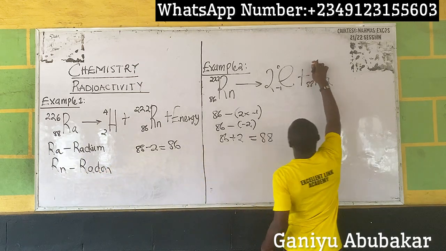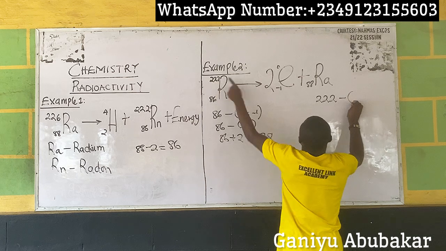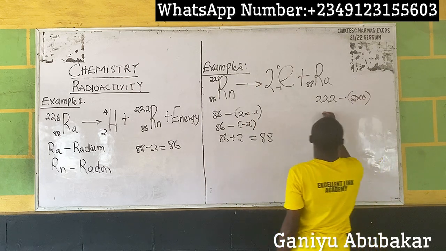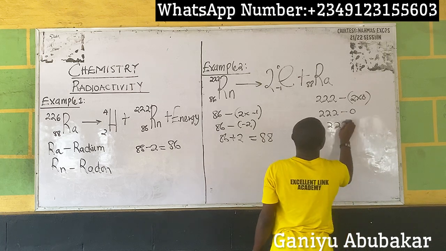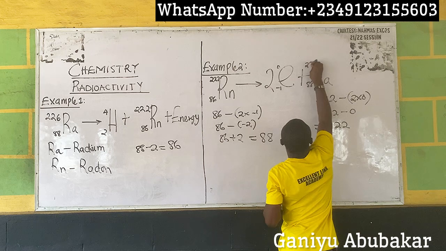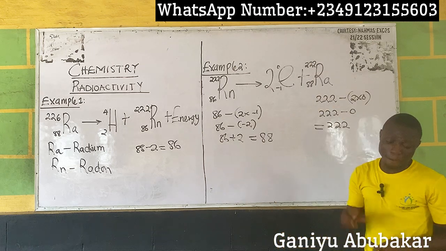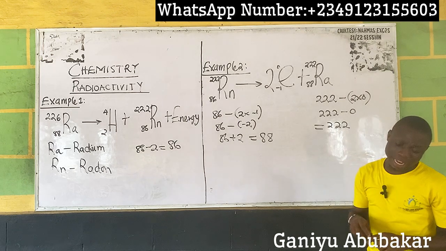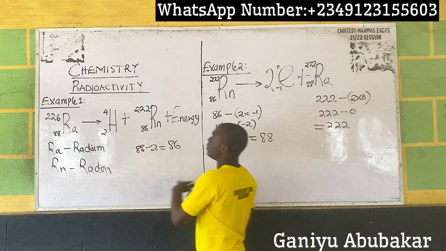Let's get the mass number. It's easy: I have 222 minus, in a bracket, 2 times 0. 2 times 0 is 0. So 222 minus 0 gives 222. So the mass number is 222. That's why they said that to produce an isotope of radium.